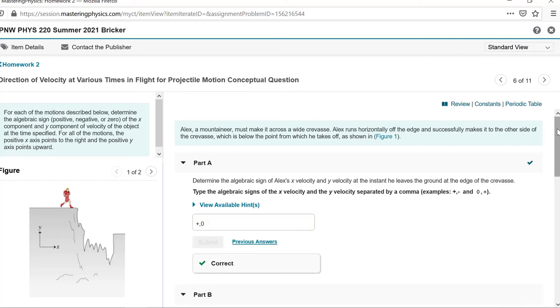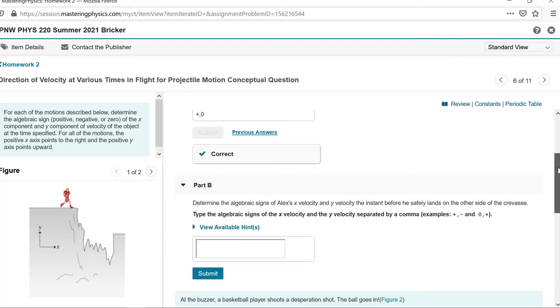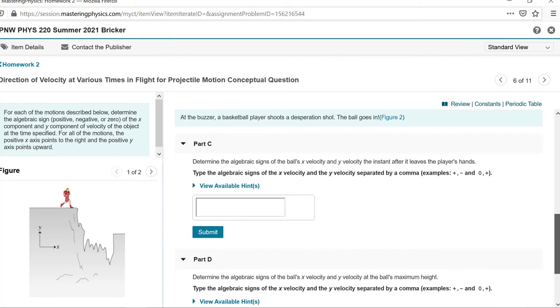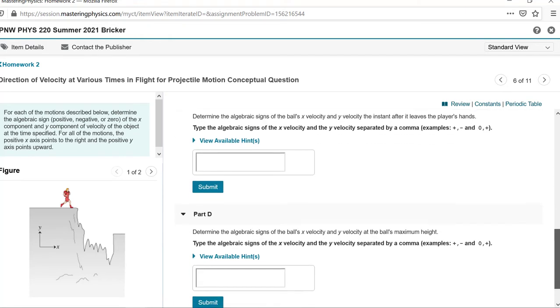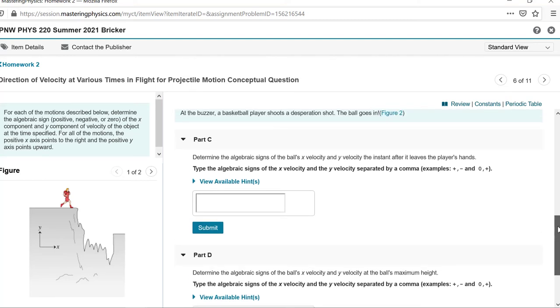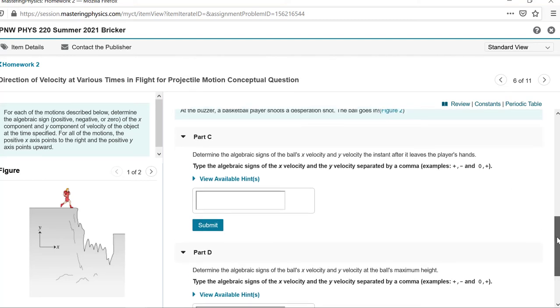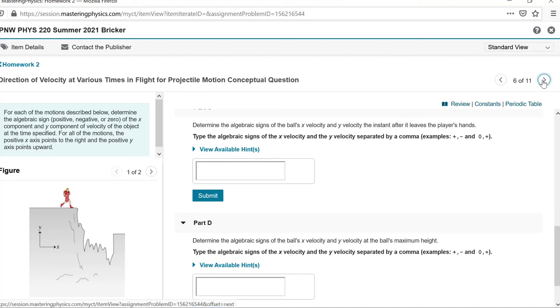Okay, and that's correct. Part B, determine the sign of the velocity the instant before he lands safely. So he's over here. I don't want to say too much to give that away. Okay, so I'll leave the rest of this to you. These all deal with velocities. Okay, excellent. Let's look at the next one.